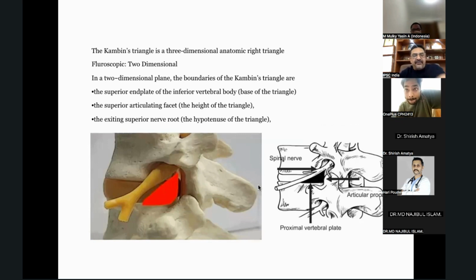So what all we can see, we have to assume that there is an exiting root over there. But what we can see is the height of this triangle, which is formed by this facet over here, and the base of the triangle, which is formed by the superior border of the inferior vertebra. So the third side is formed by the exiting root. So this is what we have to assume, because we cannot see this in the fluoroscope.